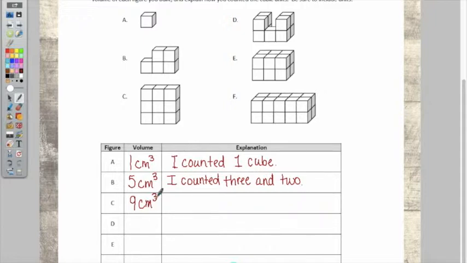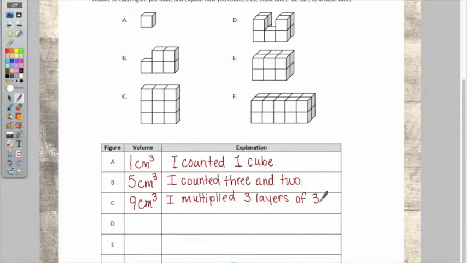Okay, so whatever you thought of is what you write. I counted, actually I'm going to say instead of counted because I really think I multiplied in my head real quick. So I multiplied 3 layers of 3. That's what I did. And you don't have to write the same as me. Okay? Just however your thoughts were.